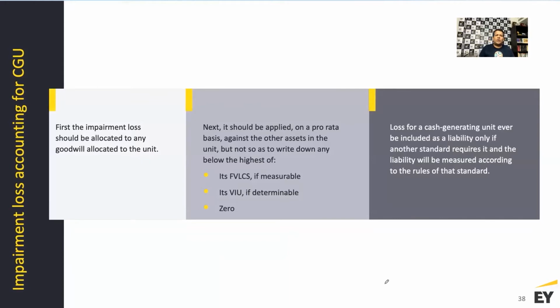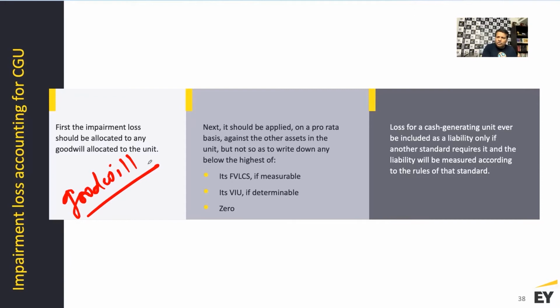First, the impairment loss should be allocated to any goodwill. So how do you do the allocation? Let's say this is the cash generating unit and I've had this loss, which I need to now allocate. Out of this total loss of 15,30,000 in our example, how do I allocate this? If there is any goodwill sitting in that cash generating unit, you first allocate the loss to the goodwill.